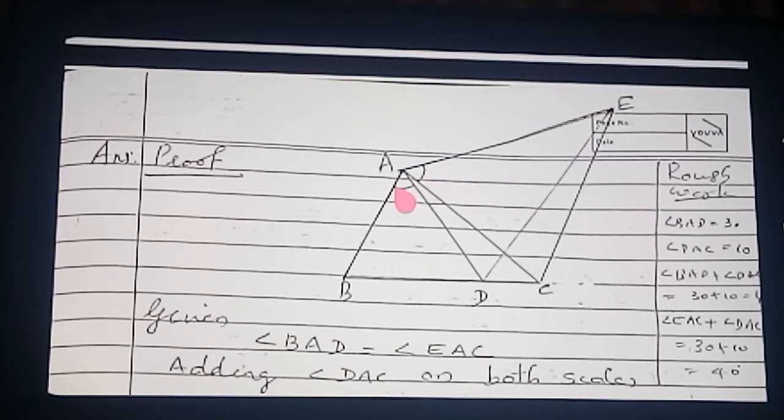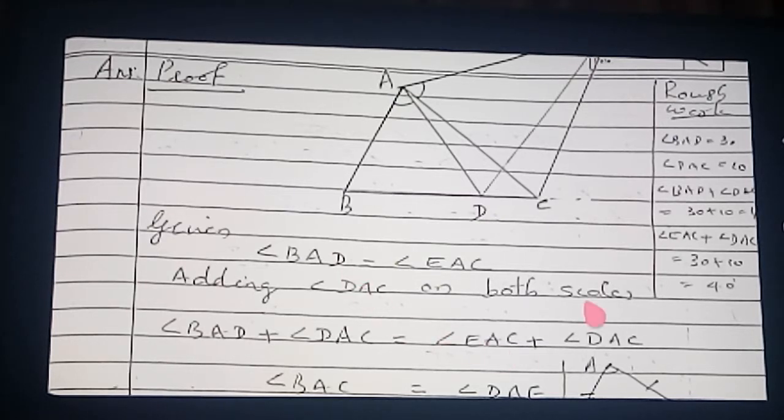Similarly, you know BAD and EAC are equal, already given. So this is also 30 and this is also 30. What will come? This angle will also be equal. That is just for showing, I wrote the rough work here. So for both the triangles, this angle is common, and you are adding it on both the sides. You will get the full angle BAC here, and here you will get the full angle DAE. See here, add this angle with this one and also with this angle. That is what I wrote.